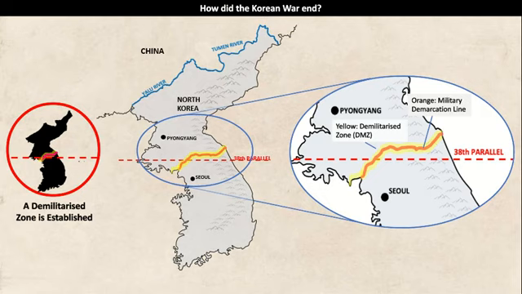So if we take a look at this map here, we can zoom in on the area that contained this demilitarized zone, which we can see in this yellow, wider area on the right-hand side of the map. The orange military demarcation line is the border itself. This was the closest the two sides would come to peace, with both sides maintaining a military presence along the borders of the demilitarized zone.